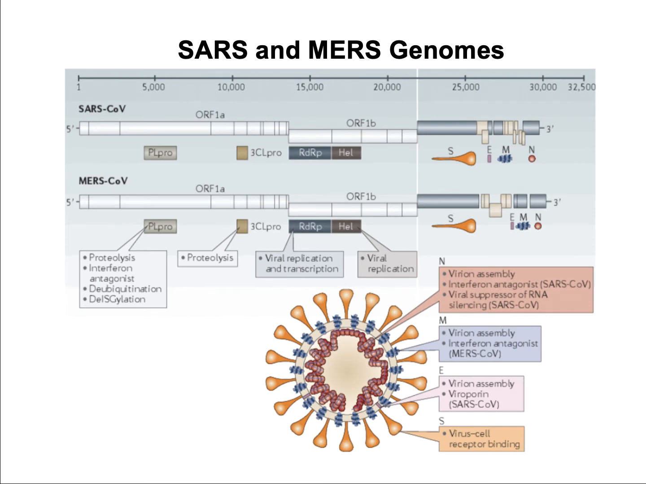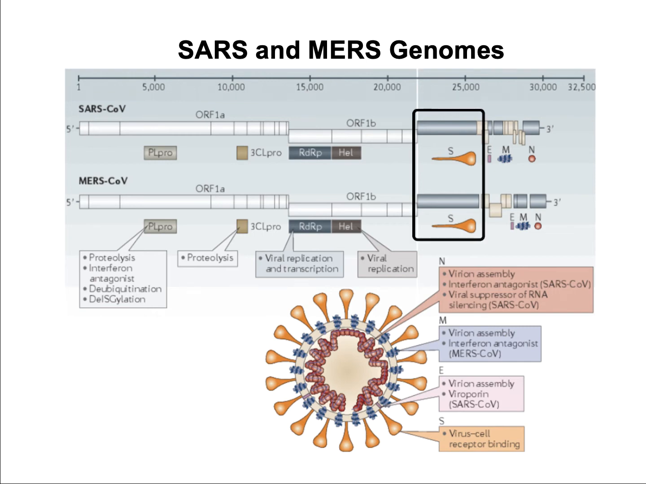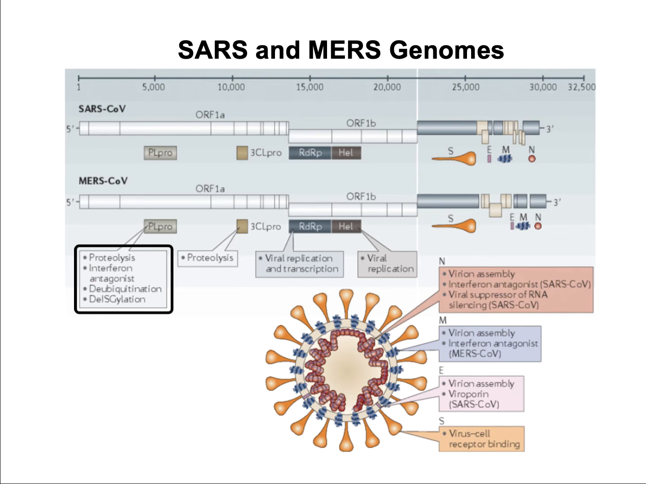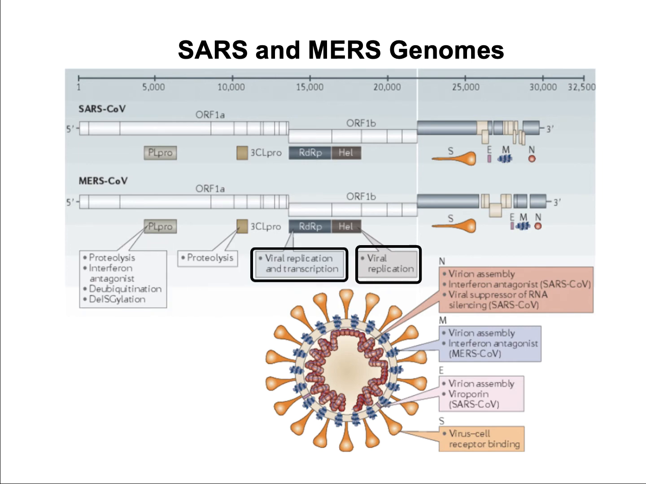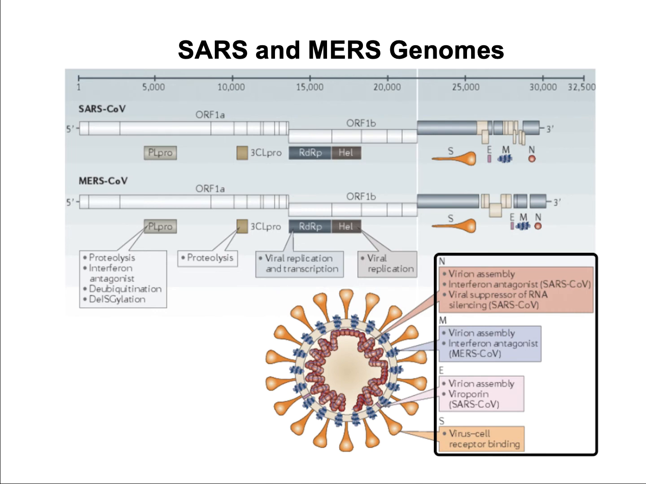Here's more detail about the genomes of SARS and MERS. They're quite large, around 30,000 nucleotides, which is very large for an RNA virus, and so they're complex, as you might expect. The spike protein is listed as S, and then these first two open reading frames encode for interferon antagonism, proteolysis, and viral replication and transcription. And then some of these other genes interfere with parts of the immune system and other parts of those cells.